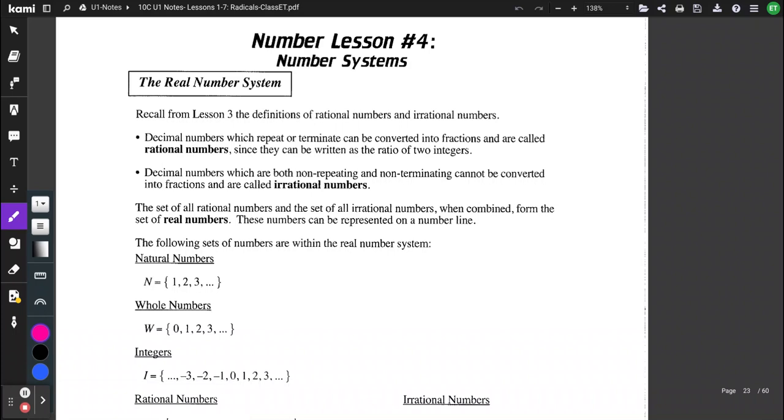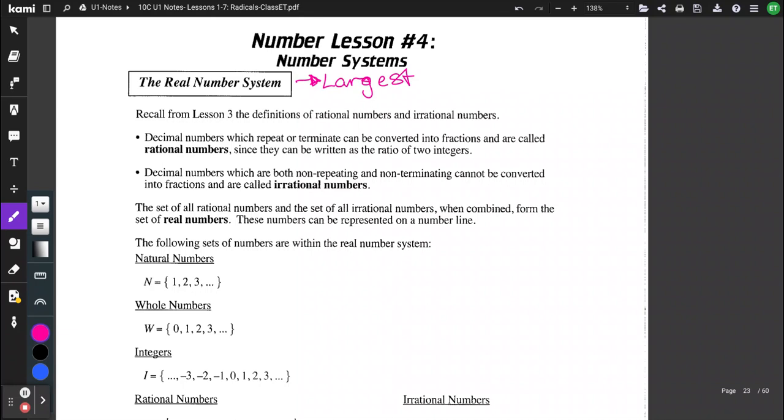Okay, this is lesson 4 of unit 1. We're talking about number systems. The one big number system we're going to talk about is the real number system. This one is the largest that we're going to look at this year. So that guy is the largest number system that we're going to look at.